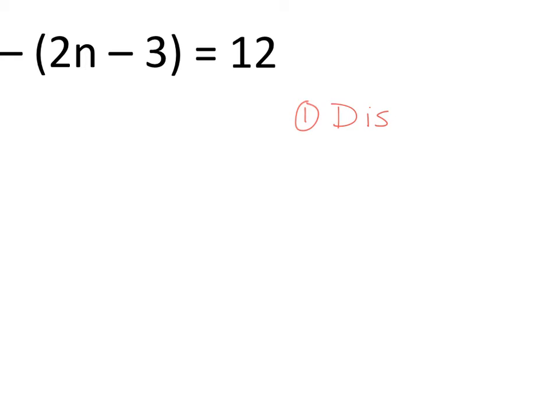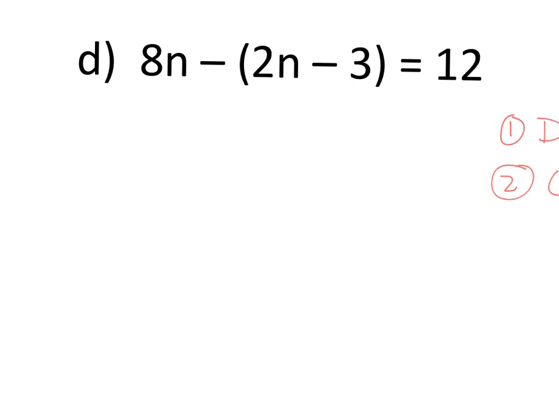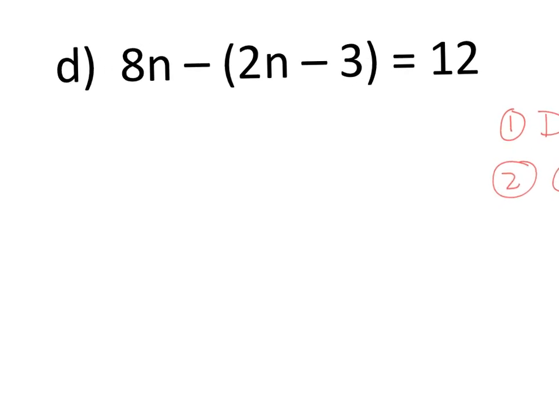So I'm going to distribute. And then the second step, we are going to combine like terms. Okay, all right, so kind of zooming in over here. So when I say distribute, keep in mind, when you have a negative in front, that negative has to go through the problem. So I've got 8n minus 2n plus 3 equals 12.